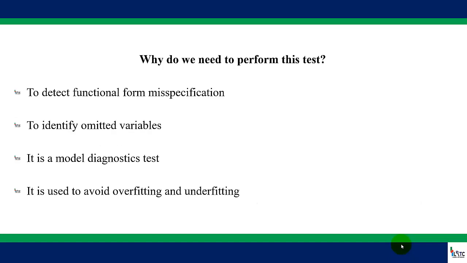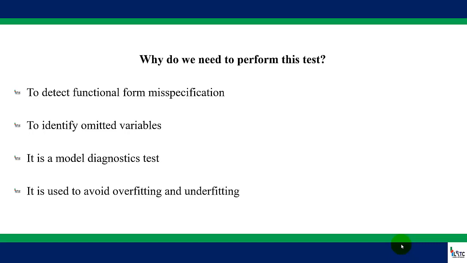So why do we need to perform this test? The first point is that it enables researchers or scholars to detect functional form misspecification. For instance, if you specified a linear model and you notice after the test that this particular linear model is not suitable for the analysis, then it means that you may need to square a variable, add a variable, or log the dependent and independent variables.